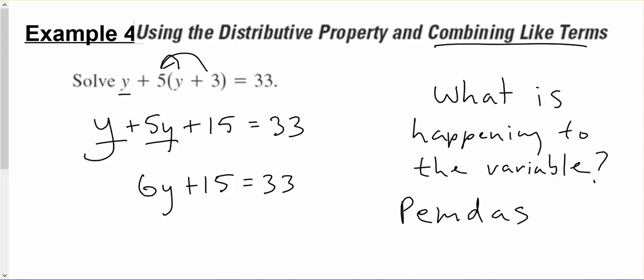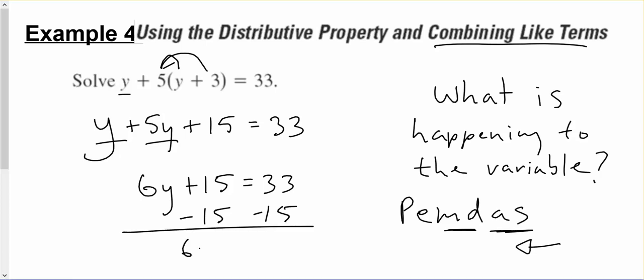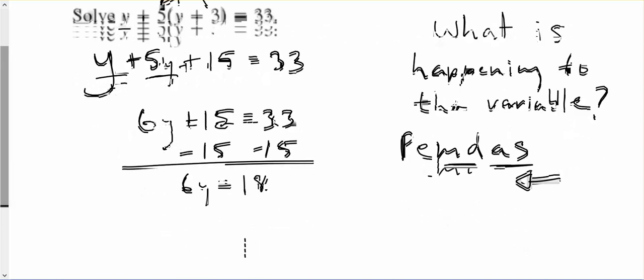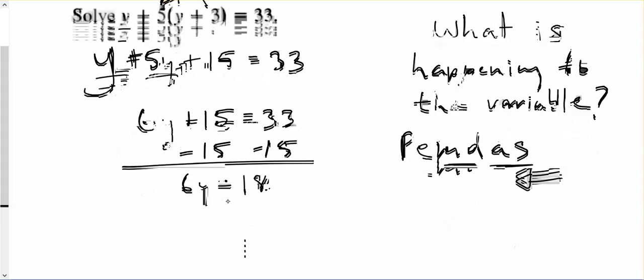Well, what's the inverse of adding 15? Subtracting 15. So I subtract 15 from both sides, and we get 6y equals 33 minus 15. What is that? 18. And so now we say 6y equals 18. 6 times y, so what undoes that? Dividing by 6, y equals 3.